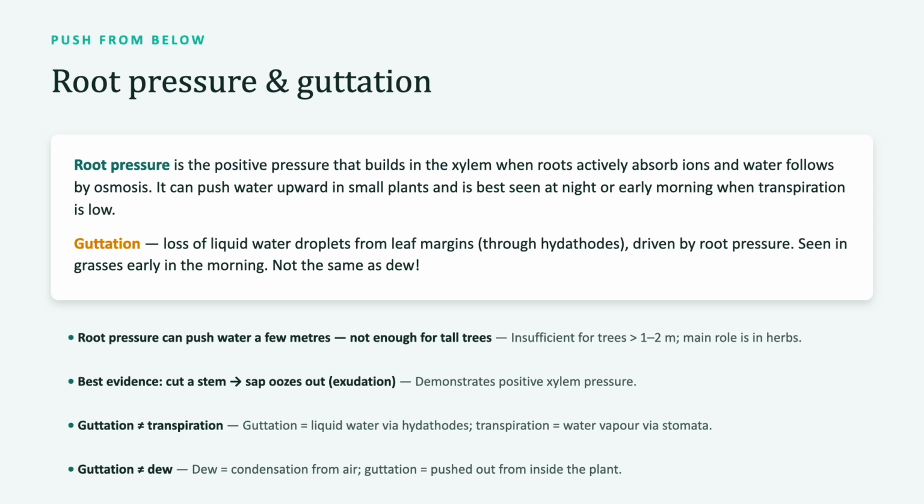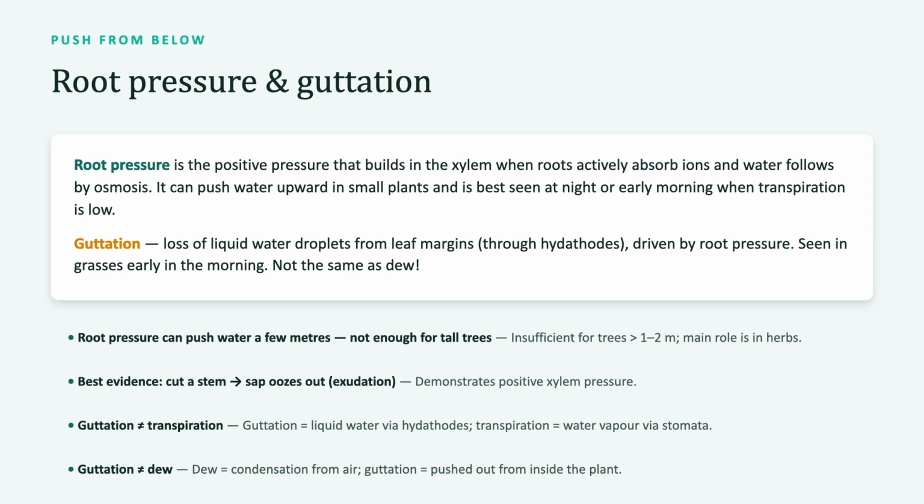There is a second, weaker force that pushes water up: root pressure. When roots actively absorb ions, water follows by osmosis into the xylem, building positive pressure. This push can move water upward in a small, short plant, and it's strongest at night or early morning when transpiration is low and the root keeps pumping.